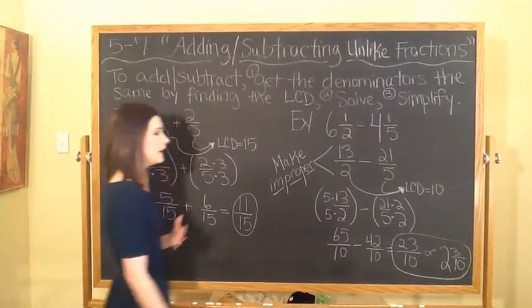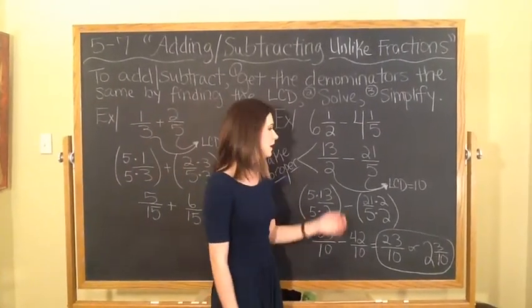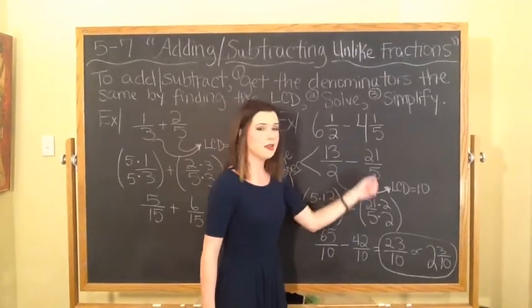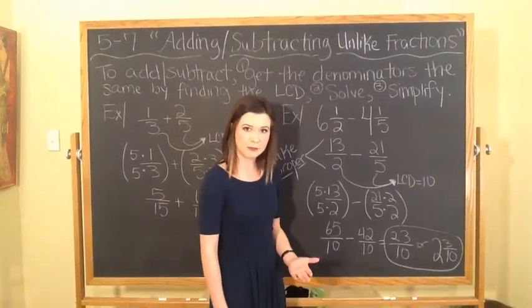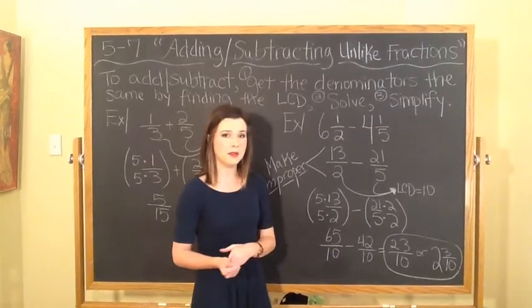So now let's go ahead and find the LCD, or the least common denominator, because both 2 and 5 are not the same. So we're going to have to go ahead and find the least common denominator.